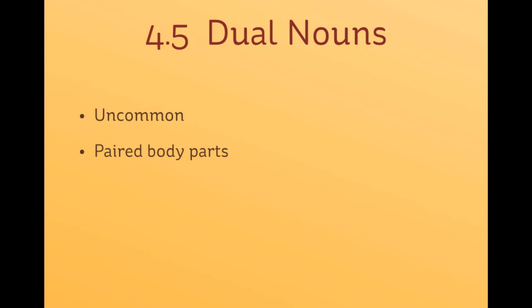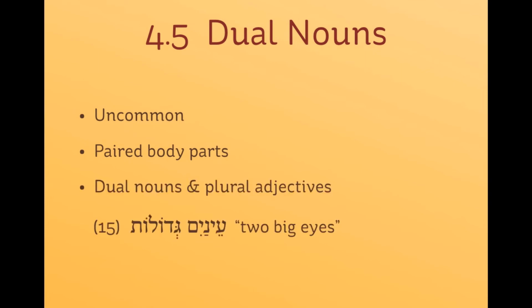So eyes, ears, hands, feet, etc. And if you describe a dual noun with an adjective, you're going to use the plural adjective form. So two big eyes is einayim gedolot.